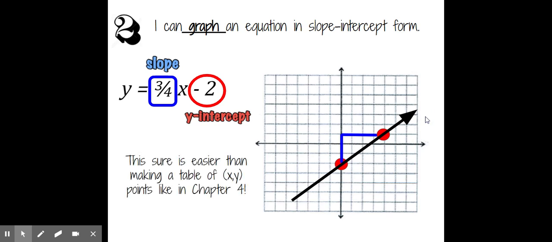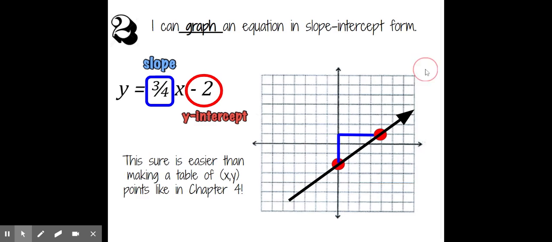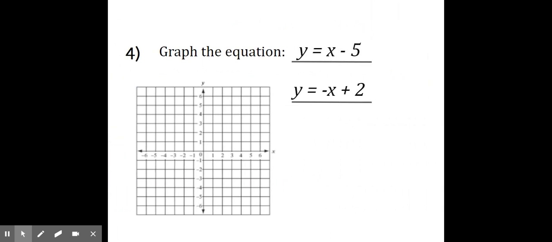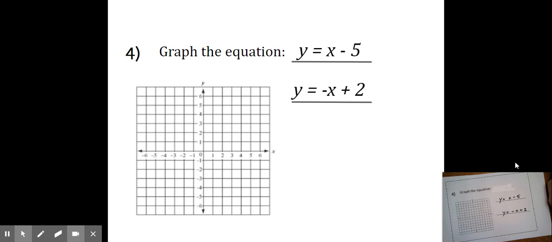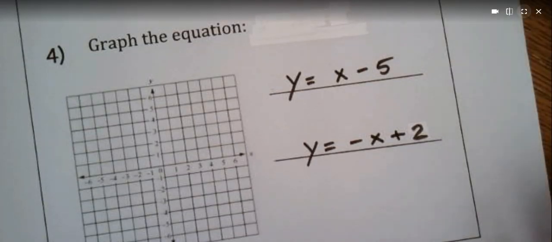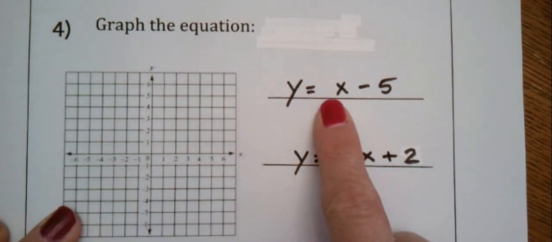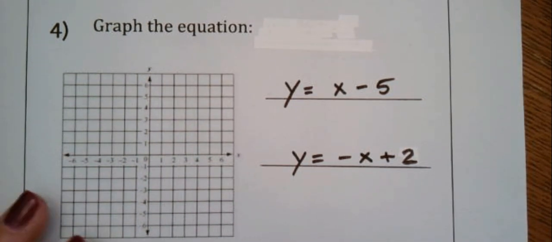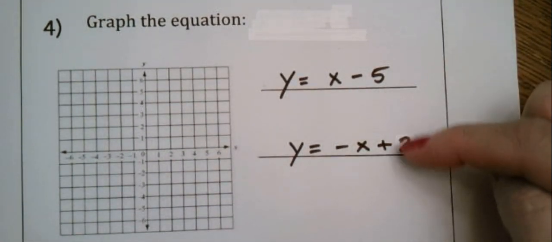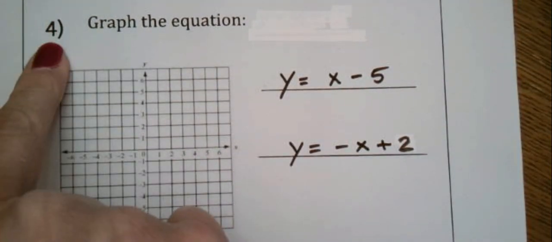So much easier than when we were making a table of values in chapter 4. I bet you could agree. So let's give this a try. Let's go through a few examples that you will find in your notes. We're going to start with number 4. On number 4, I wanted to revisit the invisible slope, which is the slope that we can't see. You already probably know what that's going to be, but I wanted to practice graphing this with you. So go ahead and write down these two equations for number 4, okay?